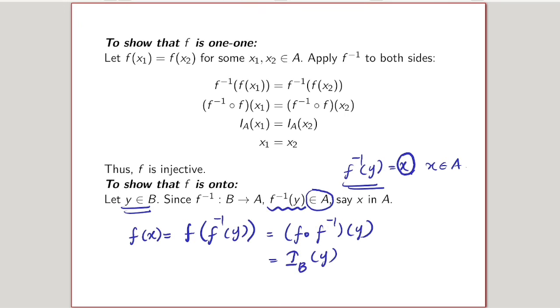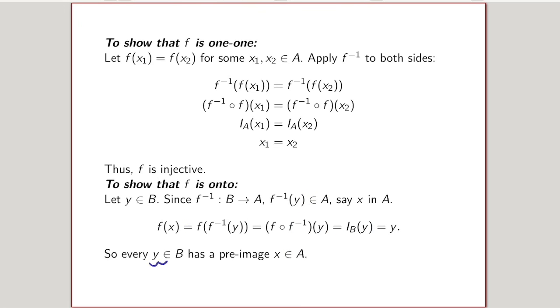Identity map is nothing but every element will be mapped to itself. So, Y will be mapped to Y. Observe that we have started with the F of X and we have shown that Y. So, if we choose one element Y in B, I am able to find one element X in A such that this X is the pre-image of Y in A under F.